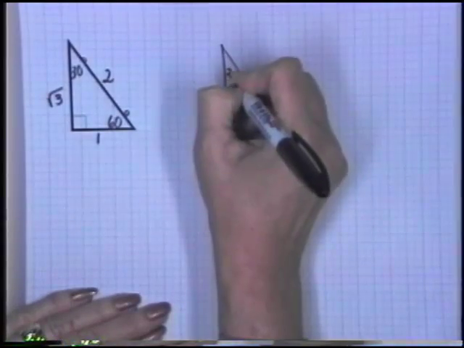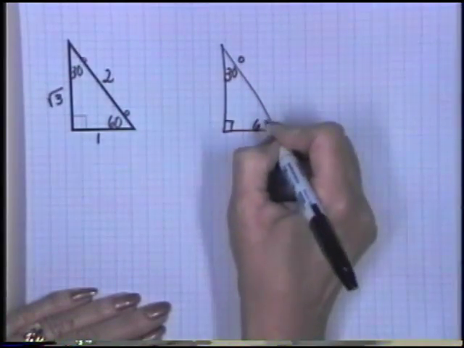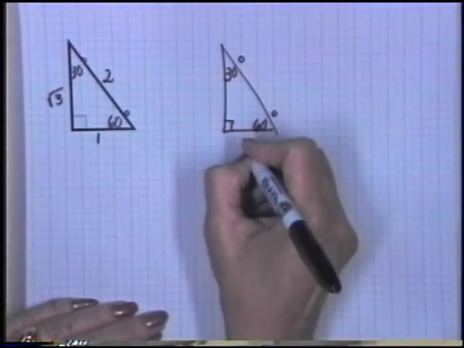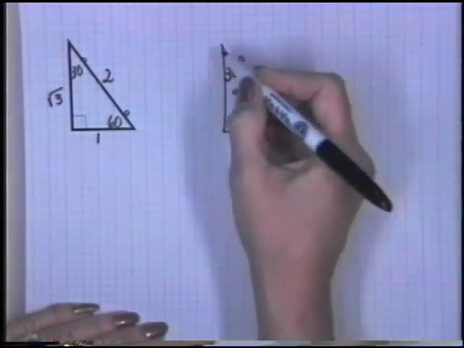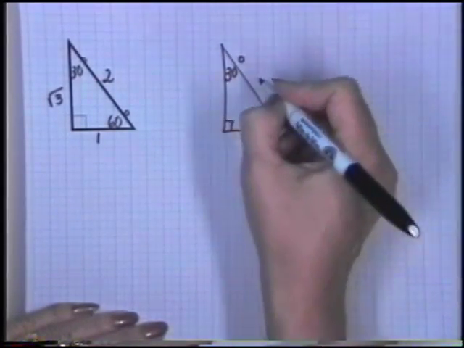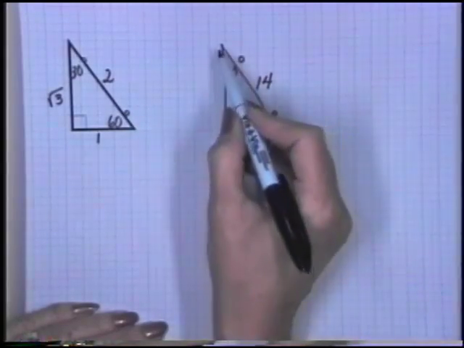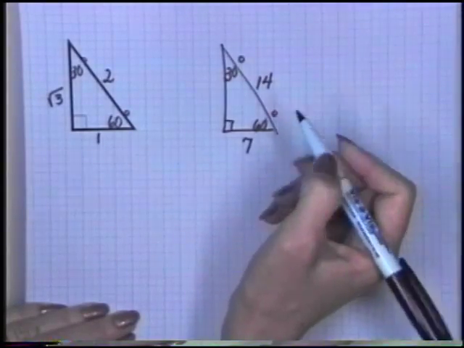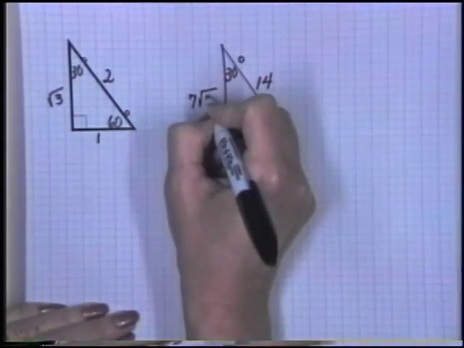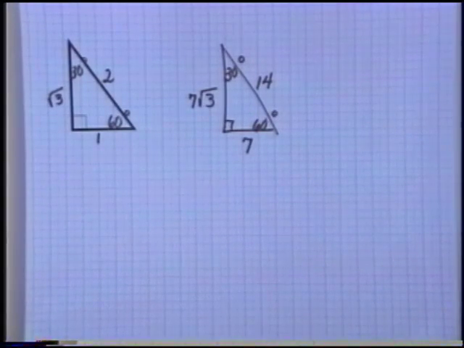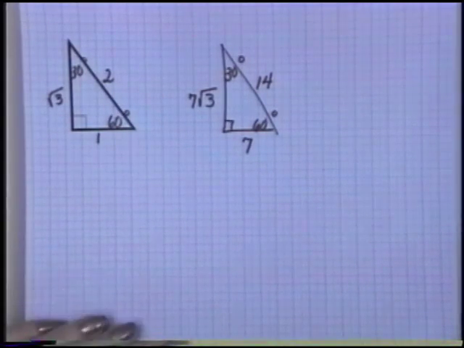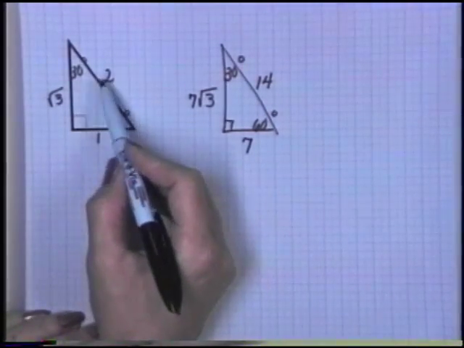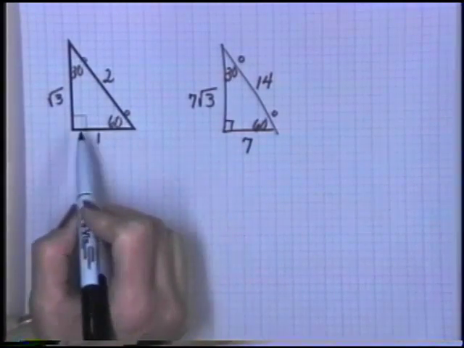if this was our triangle with our 30-degree angle there and our 60-degree angle there, if the side across from the 30-degree angle equals 7, then the hypotenuse would be 2 times 7, or 14, and the leg opposite the 60-degree angle would be the square root of 3 times 7, or we would write it as 7 times the square root of 3.